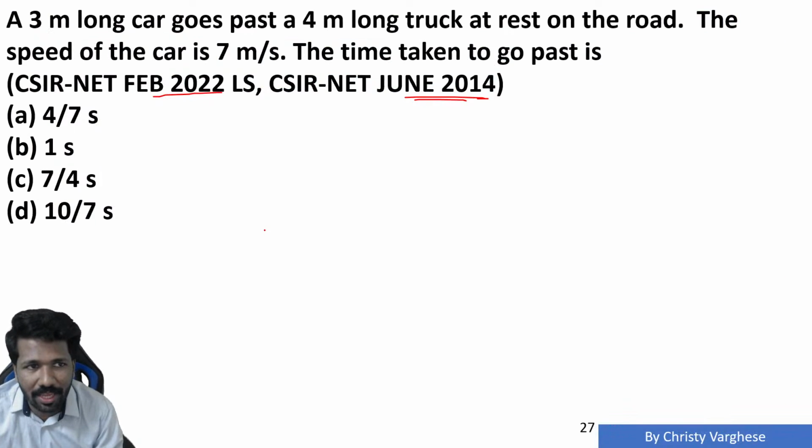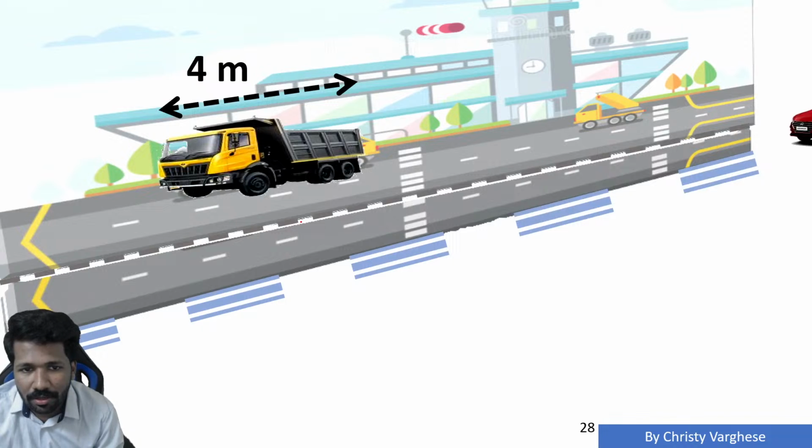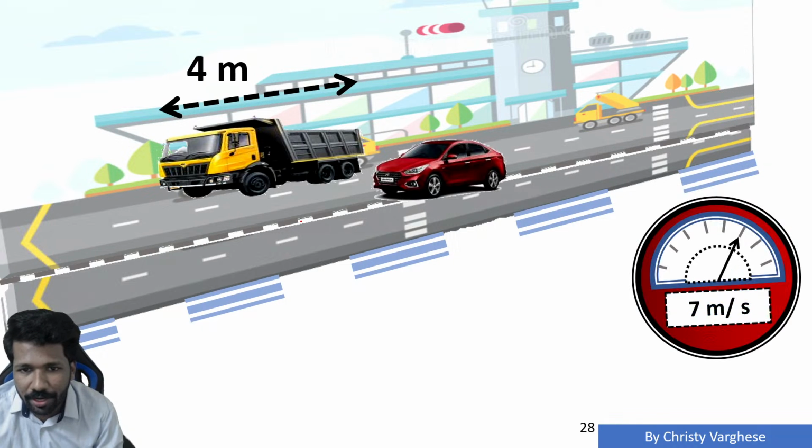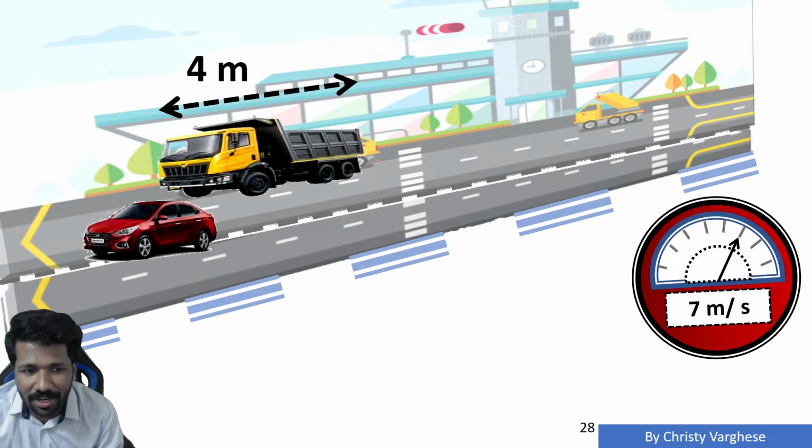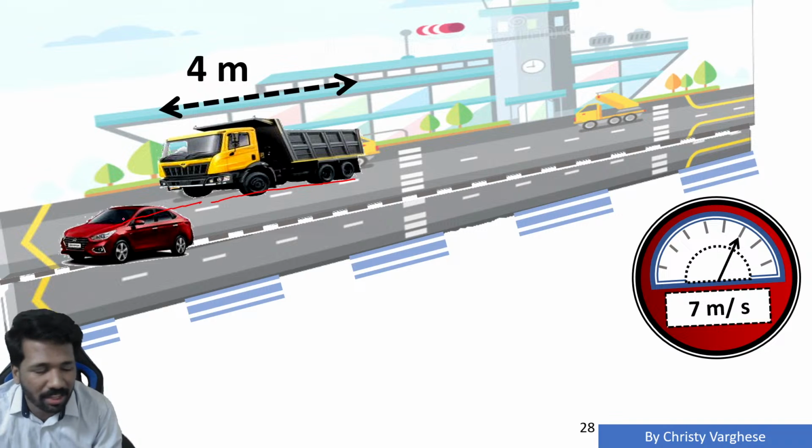For example, look at this 3 meter long car. Look at the situation. I have tried to make the slides as understandable as possible. This car has to cross a 4 meter truck. Crossing means, after covering the length of the truck, the car should cover its own length also. The car should travel to cover the length of the truck and also its own length. Then only the car will cross it. Crossing means the entire length of the car should cross the entire length of the truck.